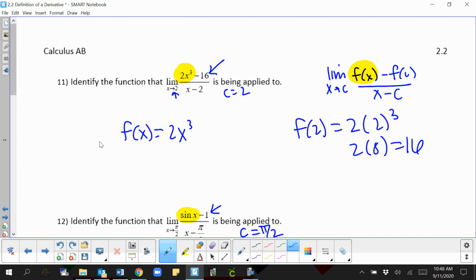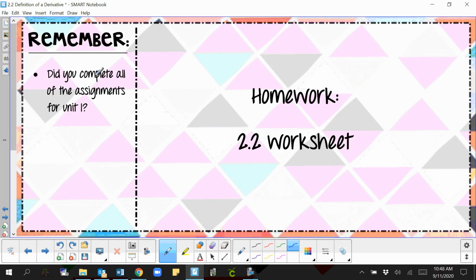So this is kind of an introduction to the definition of a derivative. We are going to work on this more next class period. We're going to have a definition of a derivative part 2. For now, that's all we're going to do.